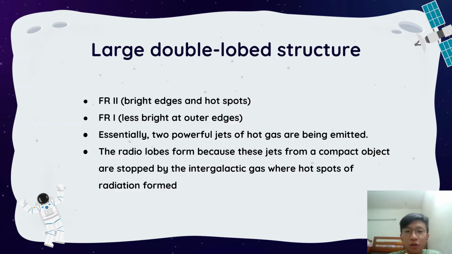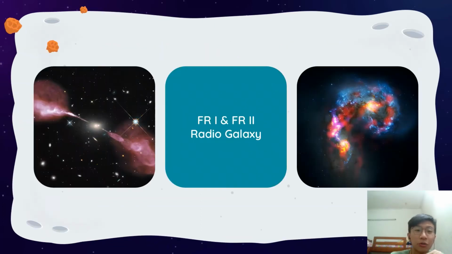The radio lobes form because these jets from a compact object are stopped by the intergalactic gases, where the hotspots of radiation form. The energy at this hotspot flows back to form an evacuated cavity. These radio lobes contain fewer high-energy electrons compared to the jet of hot gas. Therefore, the radio lobes have a steeper radio spectrum, so they are best seen at lower radio frequencies. These are examples of FR1 and FR2 radio galaxies, shown at left and right respectively.